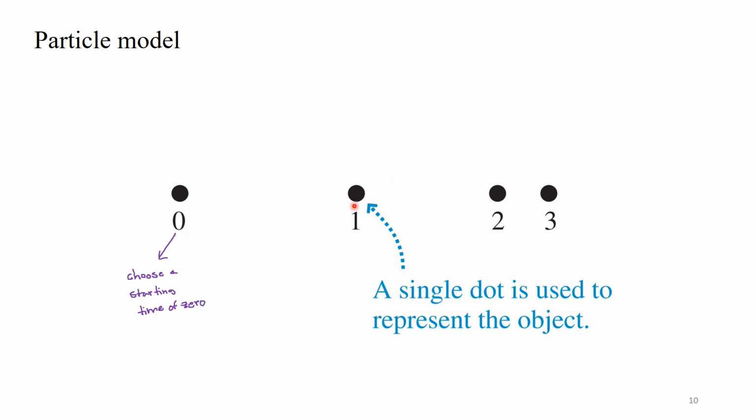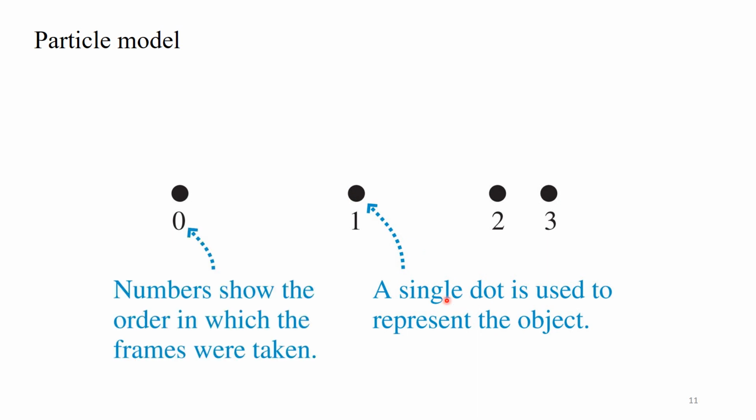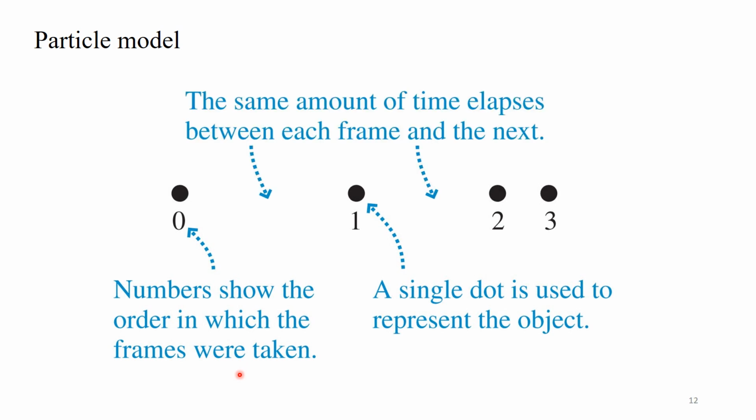All right, and then the subsequent dots show you the position of the object at the subsequent snapshots, and the object is represented by a single dot every time. Okay, and the number underneath shows you the order, so effectively it shows the time at which the snapshot was taken.